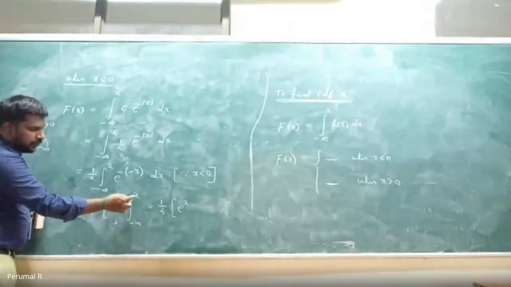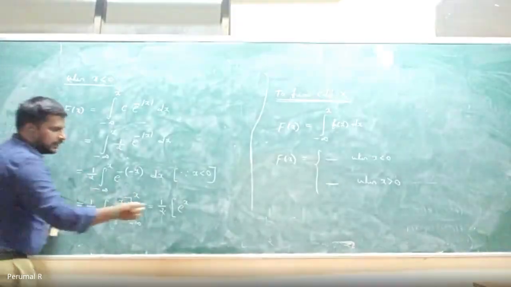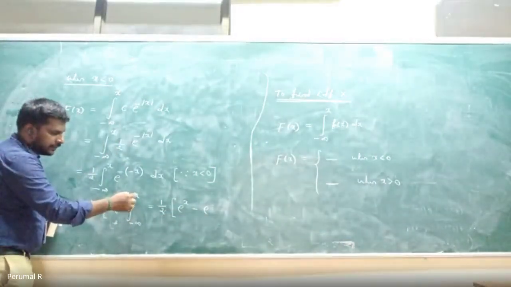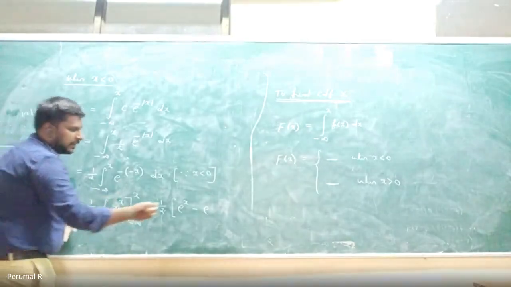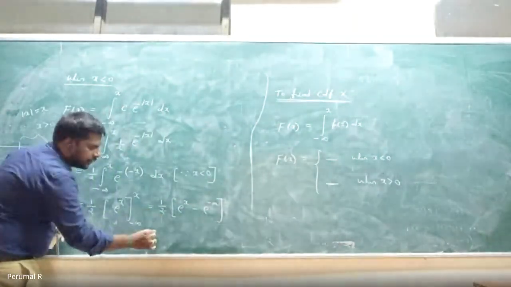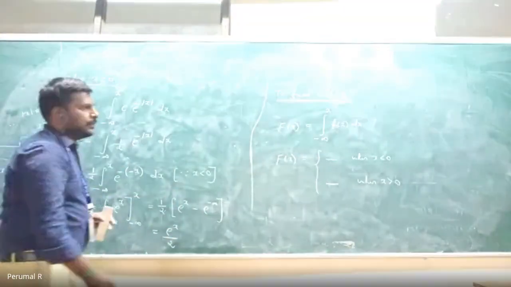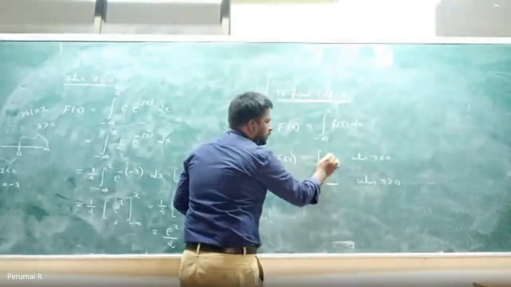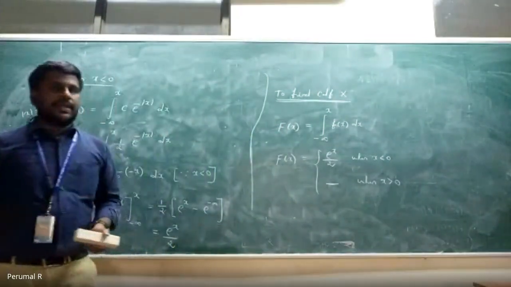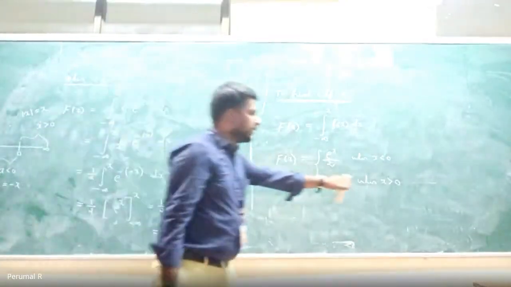Now replace your upper limit x again by x. So e power x, and your lower limit becomes minus infinity. So your e power minus infinity is 0. Therefore, you are getting e power x by 2. So here your cumulative function is e power x by 2. Similarly, we have to find the other case, when x is greater than 0.